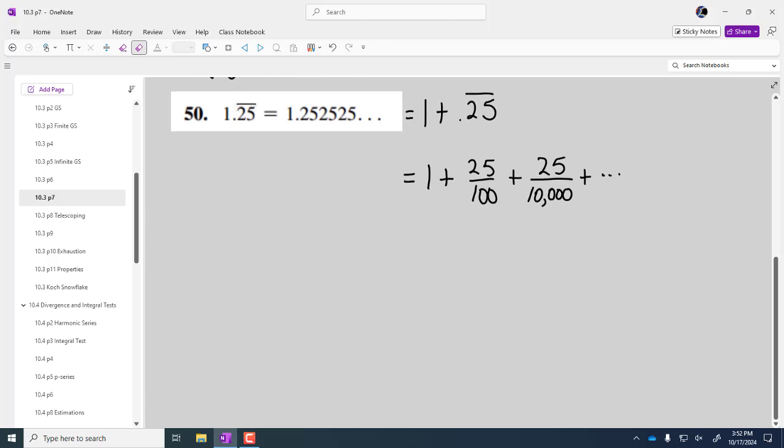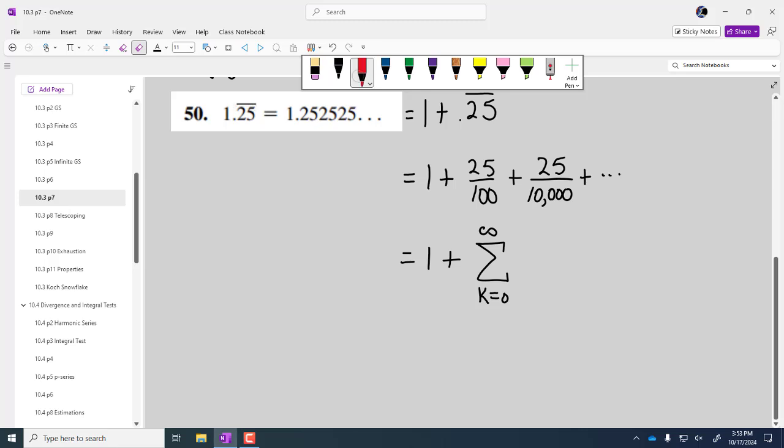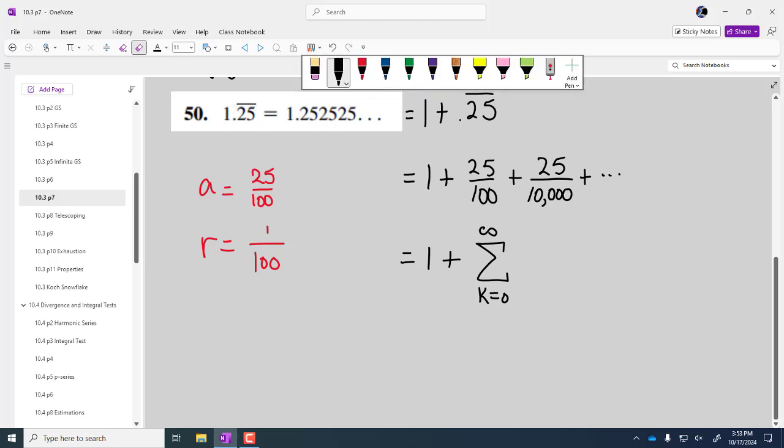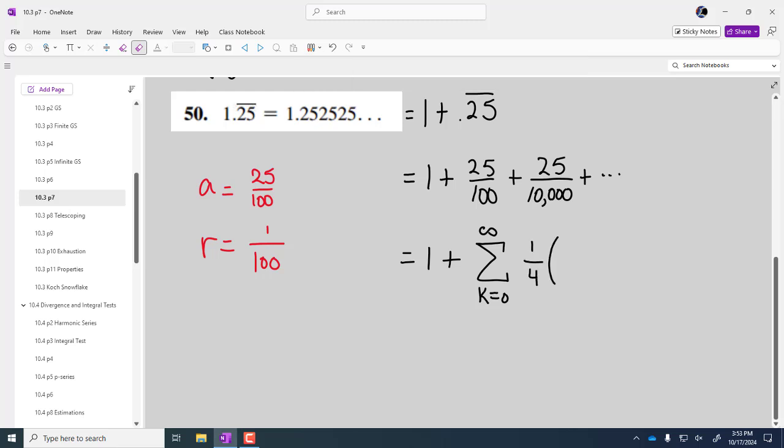So for the sum of this whole thing, only part of it is a geometric series. Let's write it in closed form. All right, so what is A for that geometric series part? 25 over 100. And then what is R? 1 over 100. Everyone agree? If we want to write this in closed form, we could reduce A to 1/4, and then r to the k. So that's how we could write it with the sigma notation.